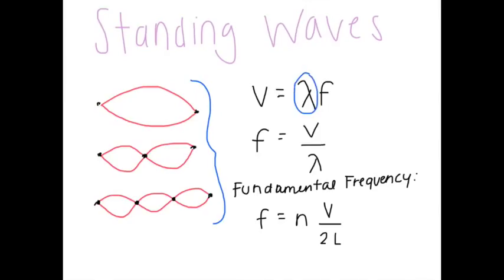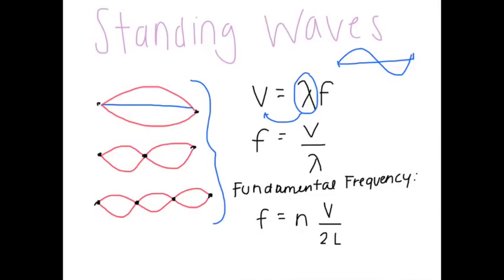This is because if you visualize a sine curve, this entire cycle would be the wavelength, whereas in this string we only have half the cycle. And we know that velocity is wavelength times frequency, so I've rewritten that by dividing both sides by lambda to find that frequency is equal to velocity over wavelength. This leads us to our fundamental frequency equation.